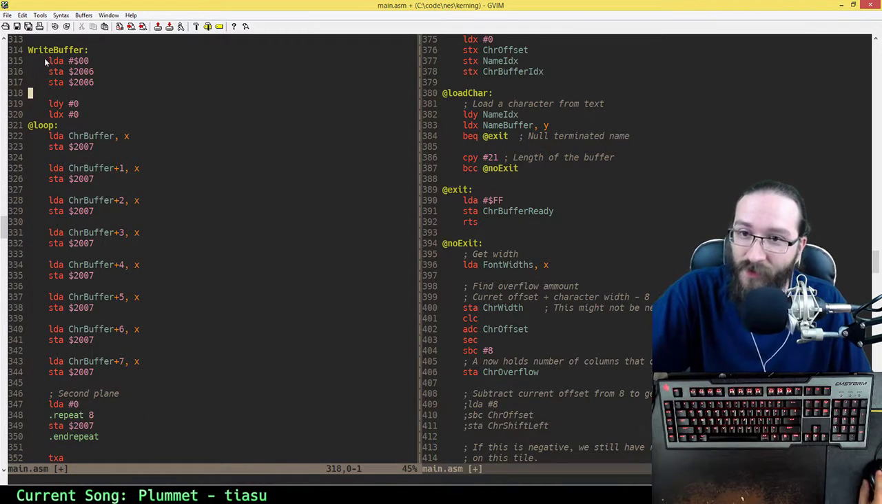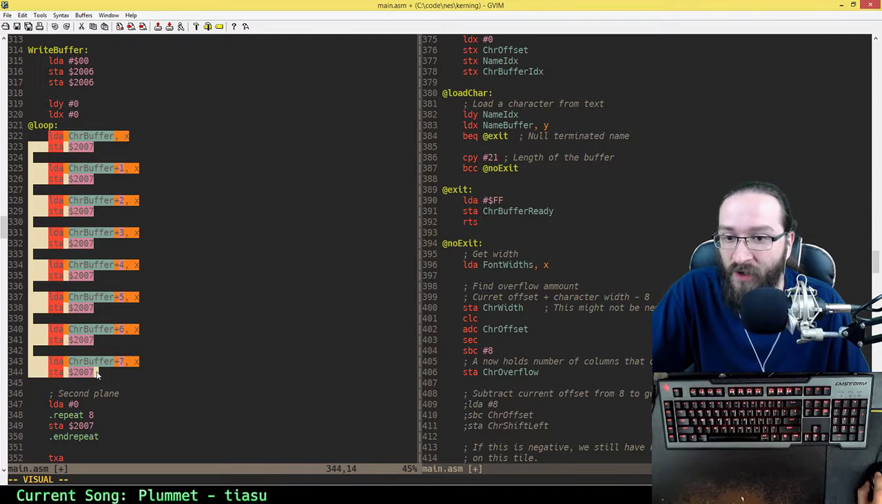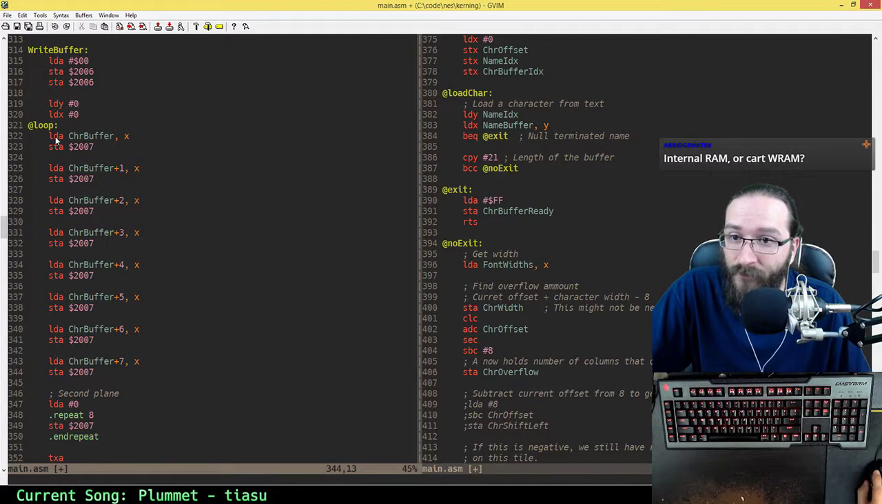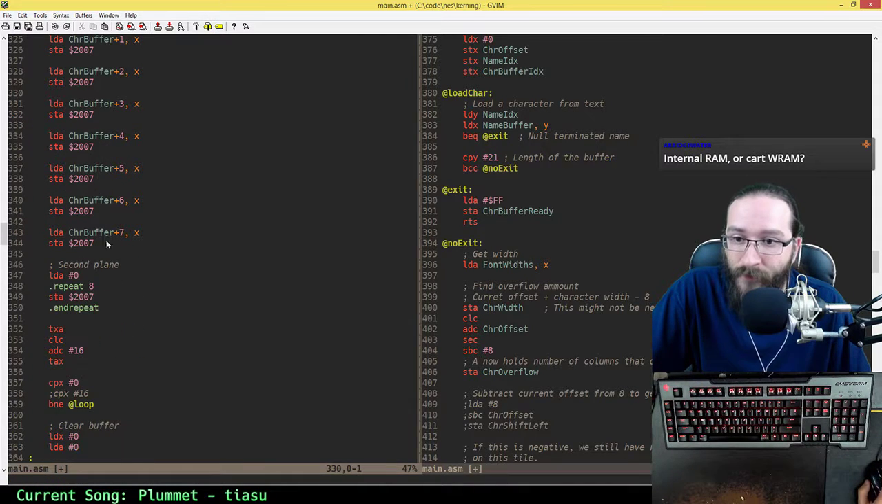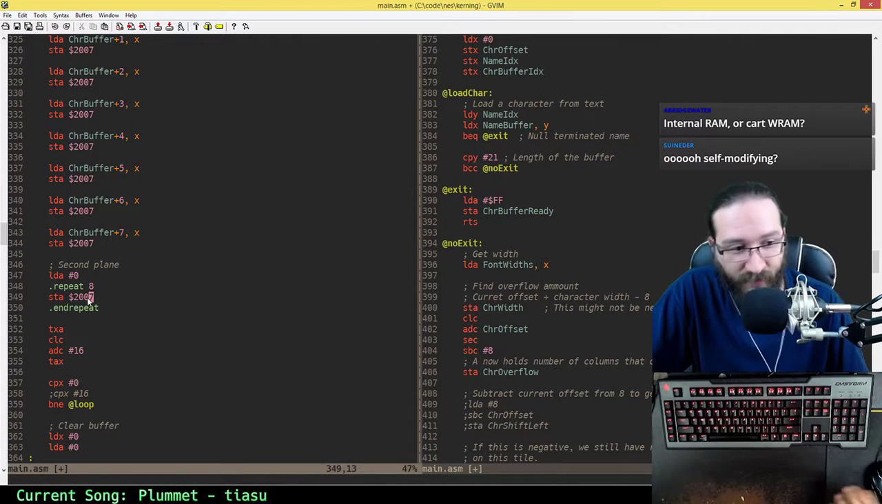Anyway, the one I am using though is partially unrolled, right? So it loops once per tile. It loads up 8 bytes and writes them. Writes 8 zeros to get the second plane.